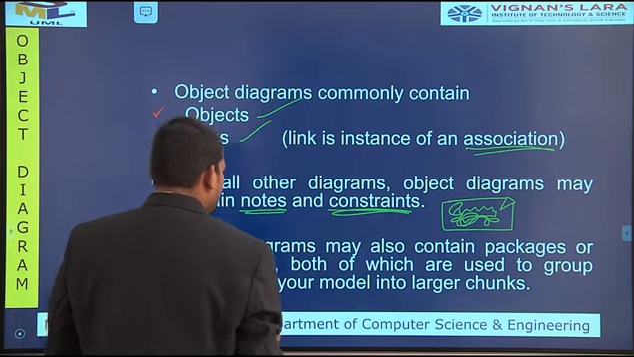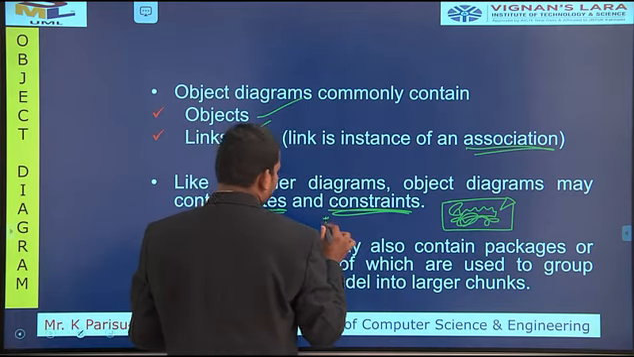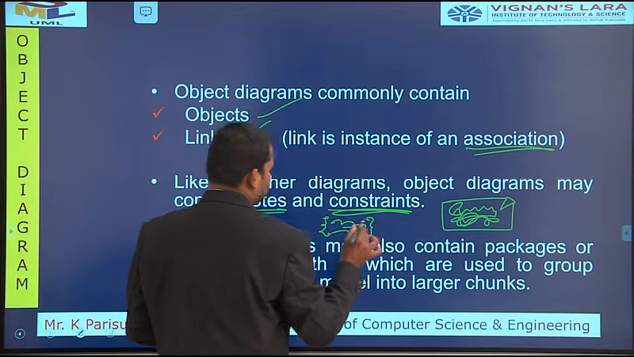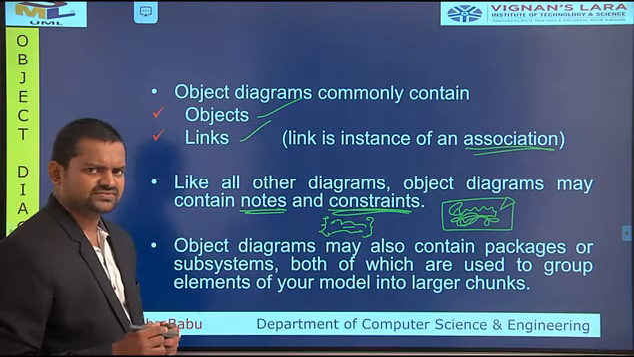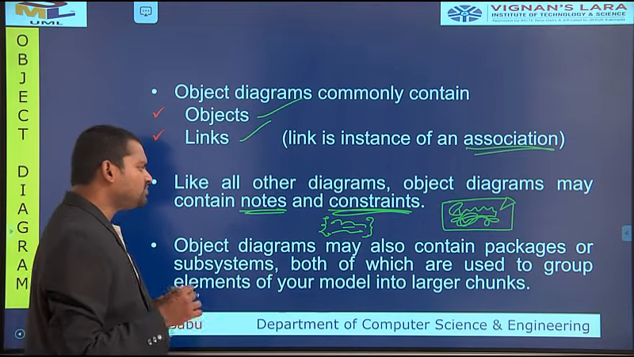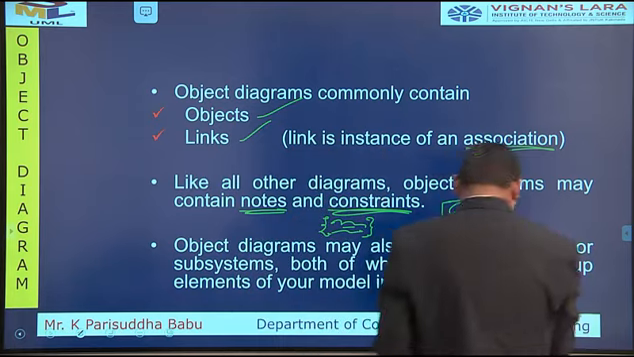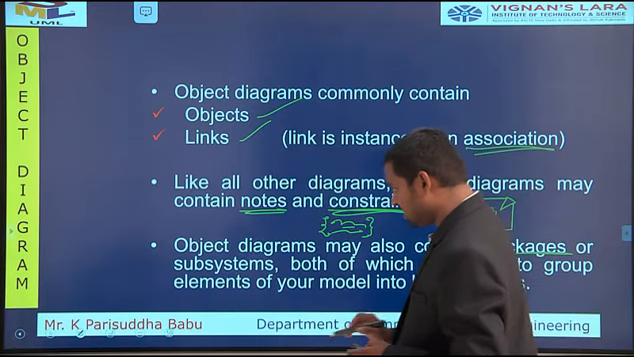And also the constraint. Constraints you can represent with the help of square brackets. Object diagrams may also contain packages and subsystems.